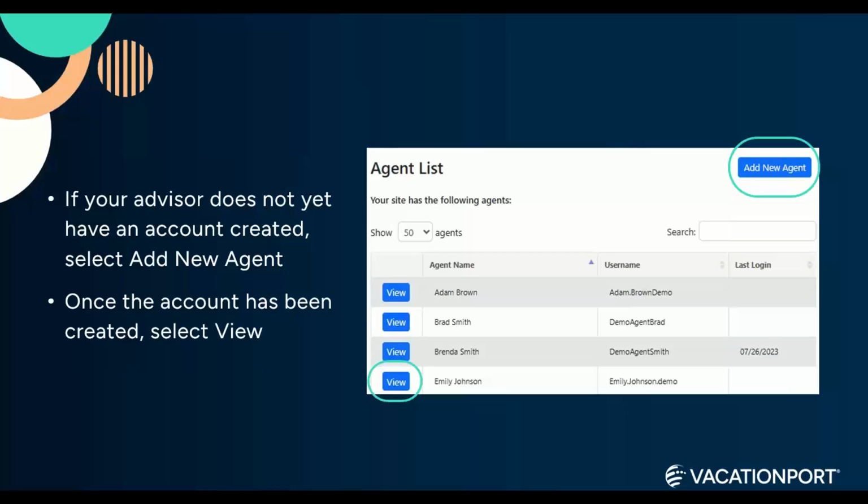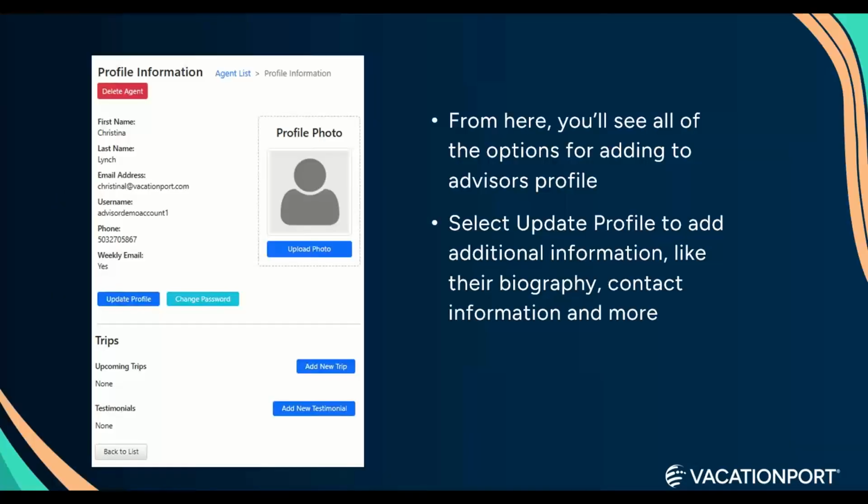Once the account has been created, or if you are updating an existing agent account, you can select the View button. From here, you'll see all of the options for adding to an advisor's profile. To get into more details, you can select the Update Profile button, and that's going to give you the area where you can do things like add their biography, contact information, and more.